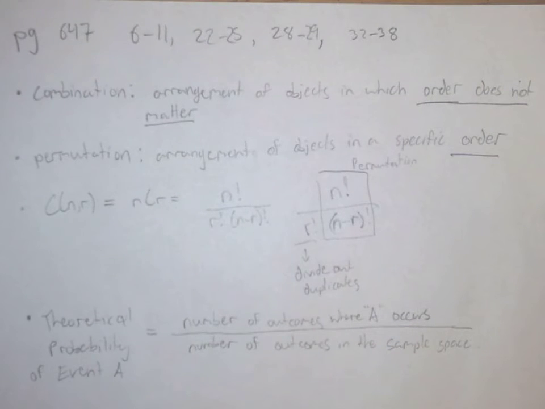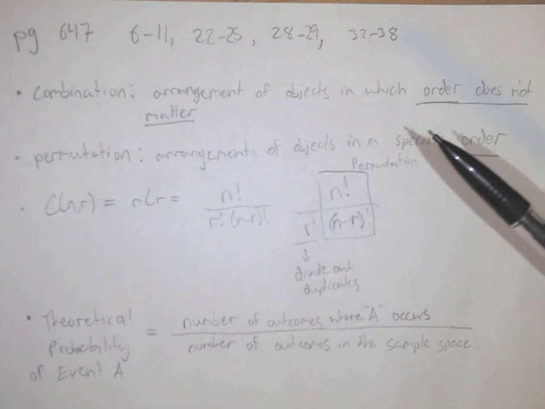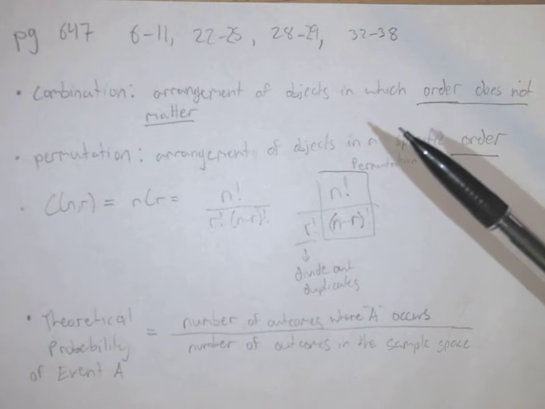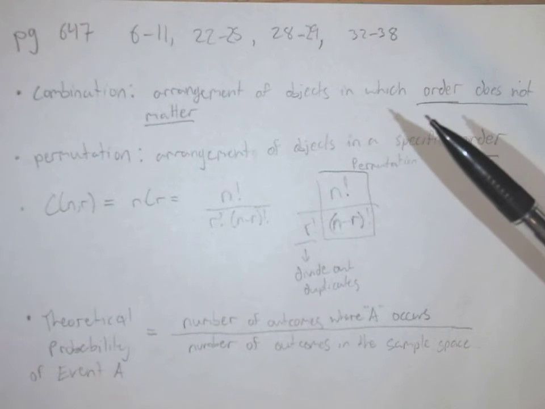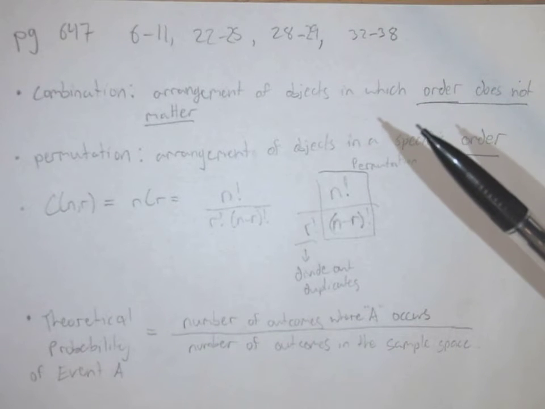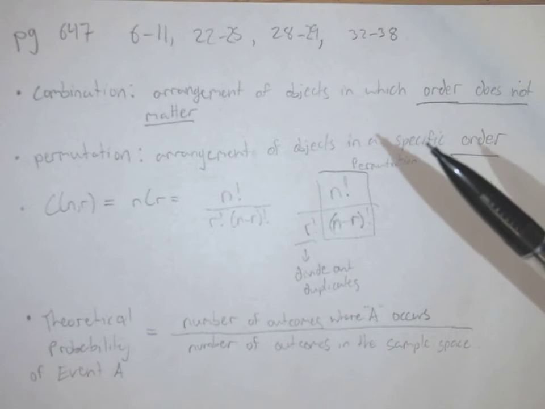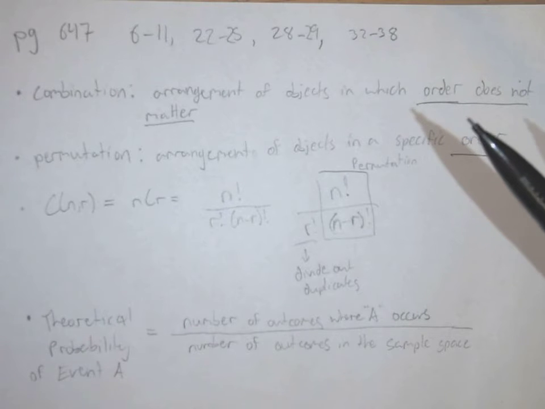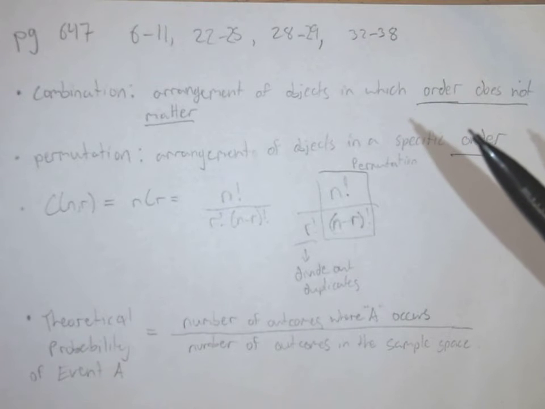Some of the examples we use is, for combination, if you're picking a committee or a team, it doesn't matter however you choose those, let's say 5 people for a committee, it doesn't matter what order you choose them in. As long as that committee has those same 5 people, it's the same committee. You only count it once.